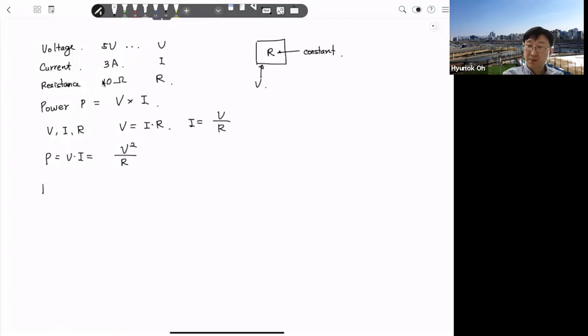So that means power is proportional to V squared. For instance, if you have one voltage, at that moment power was 1 watt. Then if you increase the voltage to 2 volts, the power consumption will be 4. So if you are increasing the voltage, then power goes as a square.